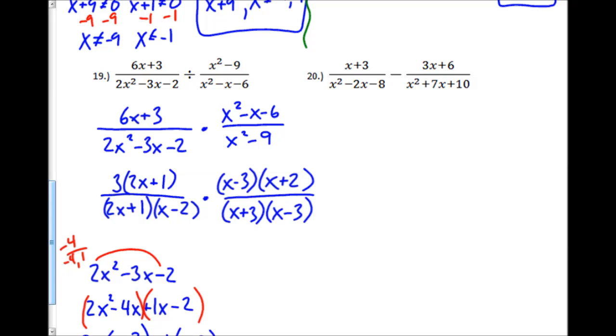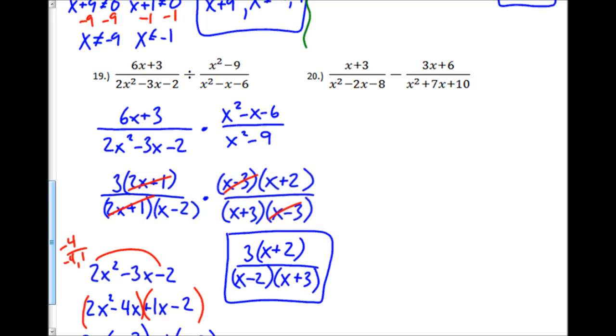X squared minus 9, that is a difference of squares, factors into an x plus 3 and an x minus 3. And now I start canceling out any common factors that I might have. The 2x plus 1s cancel out. The x minus 3s cancel out. And it looks like that's about it. So that leaves me in my numerator with a 3 and an x plus 2. In the denominator, it leaves me with the x minus 2 and an x plus 3. And that's my simplified version.